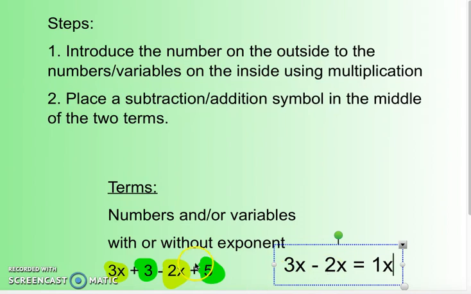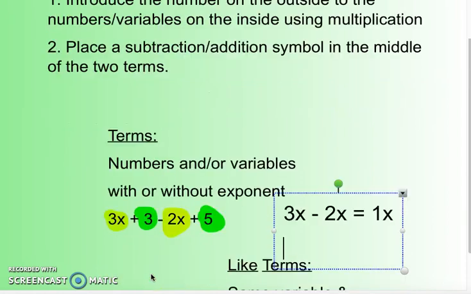Okay? Now the green terms are also like terms because they don't have a variable. They're just regular numbers, and we can always put together any numbers. Notice what's in front of the 3 is just a +3, so we're going to keep that the way it is. And then look what's in front of the 5, a +5. So when we put them together, it's 8.